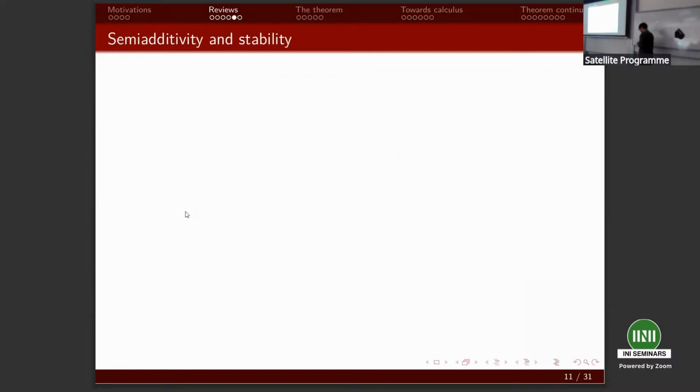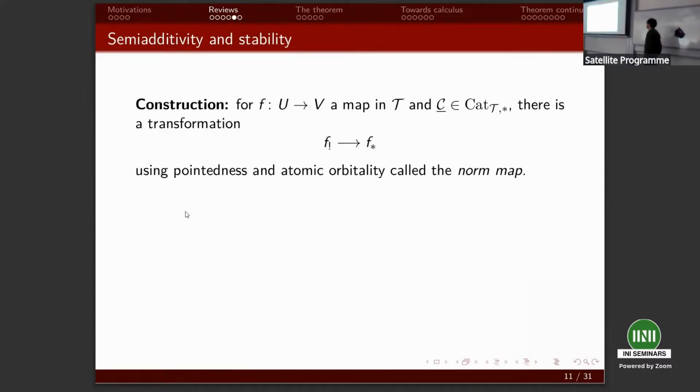Okay, now that we have defined indexed coproducts and products in this way, we can now talk about semi-additivity. To do this, let me just say, if your T-category is pointed, then by pointedness and by this atomic orbitality, you're able to construct a transformation from F_! to F_*, generalizing the transformation from induction to coinduction. This may or may not be an equivalence, but certainly it's called the semi-additivity norm.